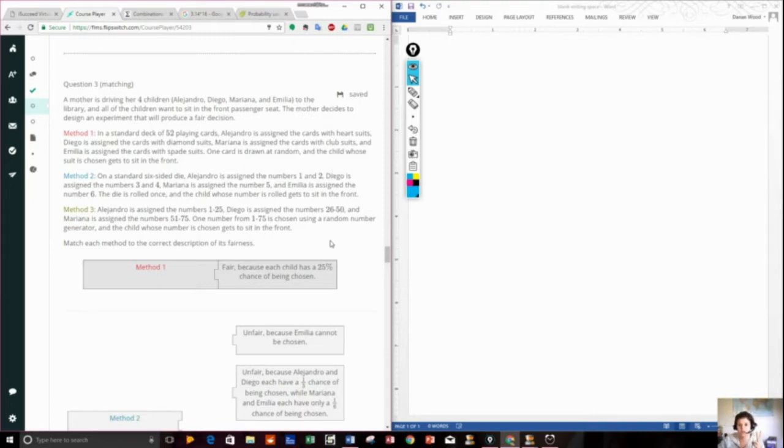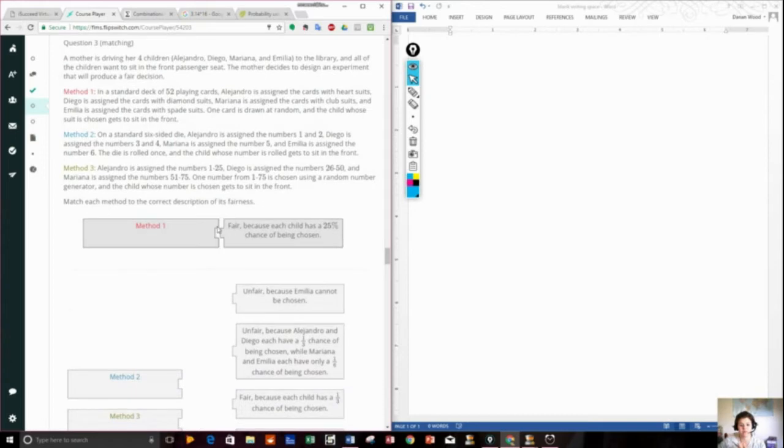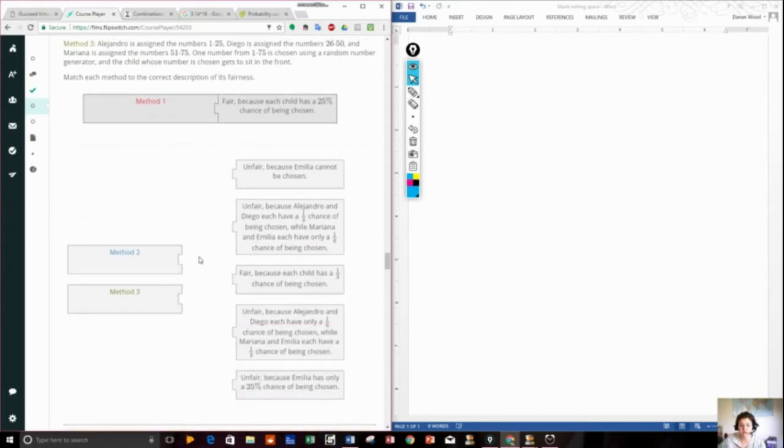So that's 2 out of the 6 numbers. Diego is assigned the numbers 3 and 4, so that's 2 out of the 6 numbers. Mariana is assigned number 5. Okay, I'm going to stop right there because Mariana already has one less number, so that's unfair. So it is unfair because Alejandro and Diego each have a third chance of being chosen.